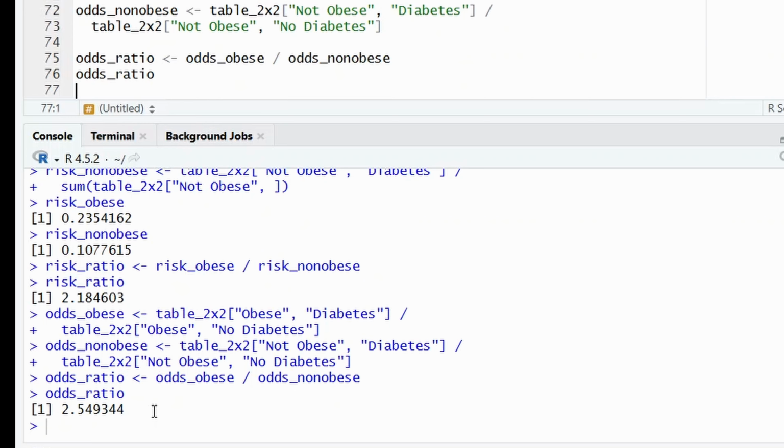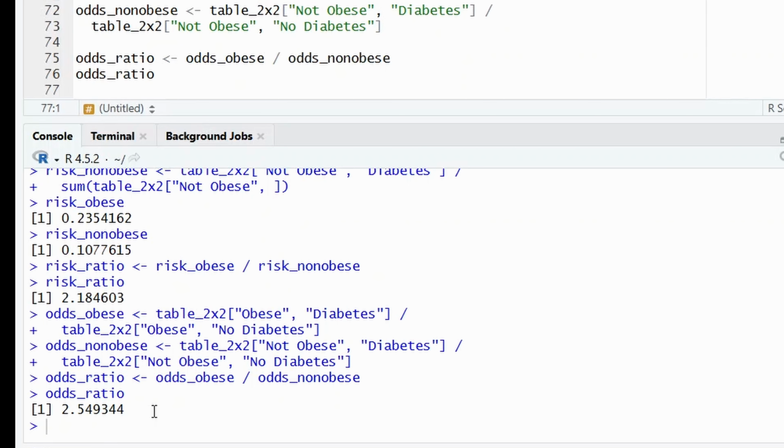Risk ratio is easier to interpret and preferred when working with cohort-style data. Odds ratio is commonly used in logistic regression and case control studies. Because our dataset is cross-sectional, we can calculate both, but we interpret them as associations, not causation. We cannot say obesity causes diabetes from this analysis. We can only say there is a strong association. Longitudinal data would be required to establish temporal sequence.